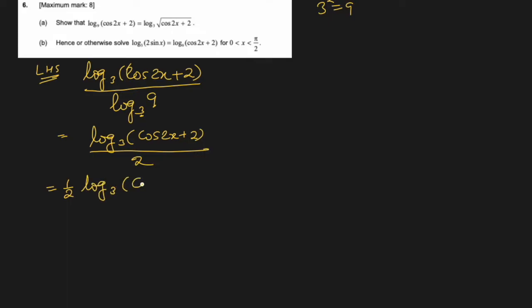So let me write the numerator as it is, cos 2x plus 2. And the exponent of 3 is 2. 3 squared is 9. So what exponent of 3 is 9? 2. So this becomes 2. We can write this as 1 over 2 log base 3 of cos 2x plus 2. Yeah? And now this becomes the coefficient. We can take the coefficient and make it the exponent of the content of log, which is this.